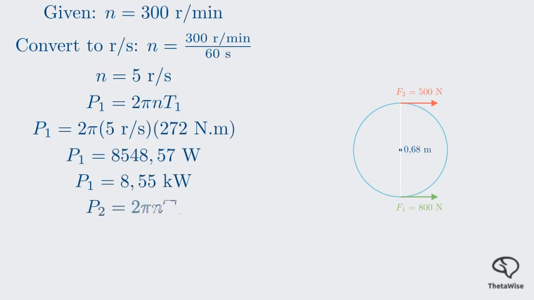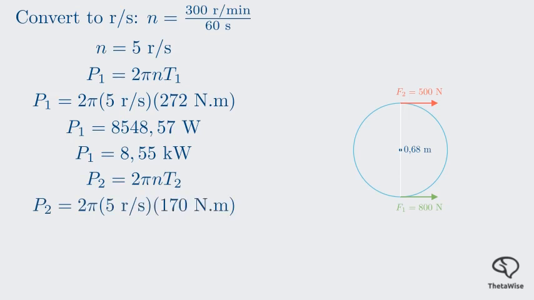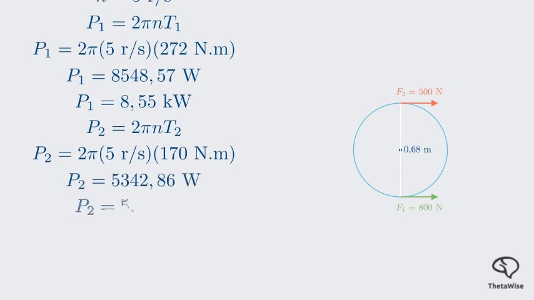For the second force, P2 equals 2 pi NT2. That's 2 times pi times 5 times 170. This calculates to approximately 5342.86 watts, or 5.34 kilowatts when rounded to 2 decimal places.